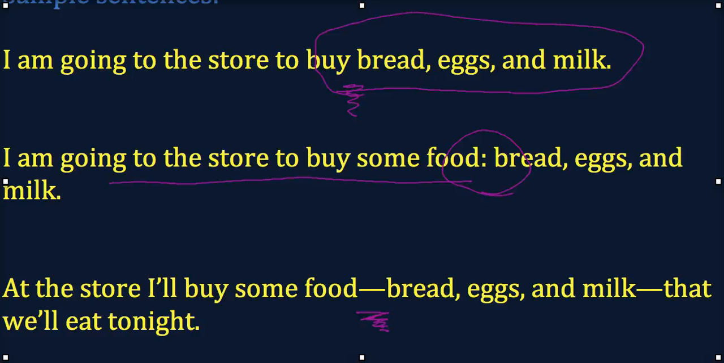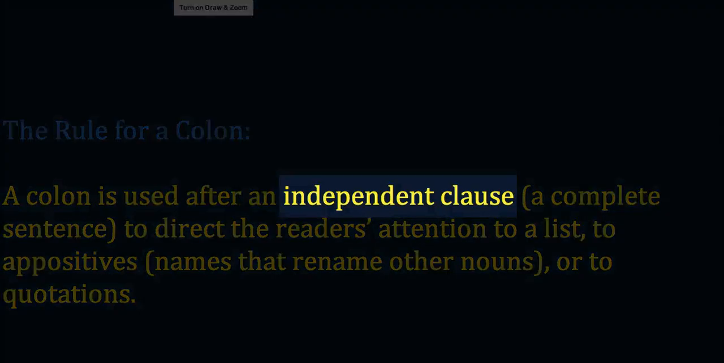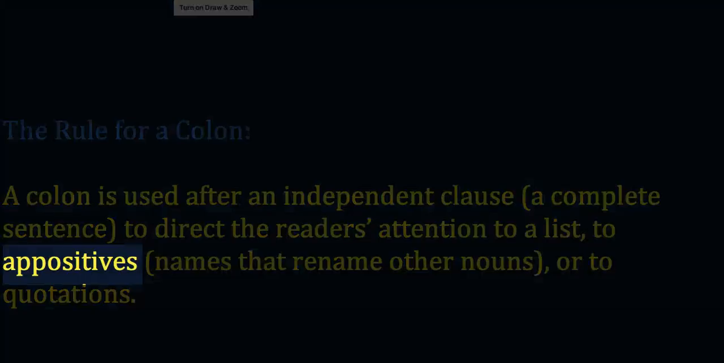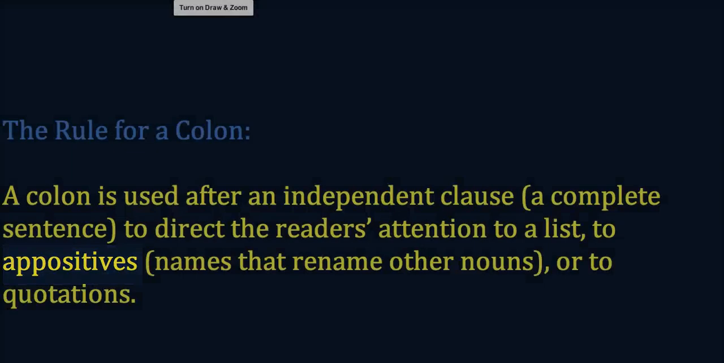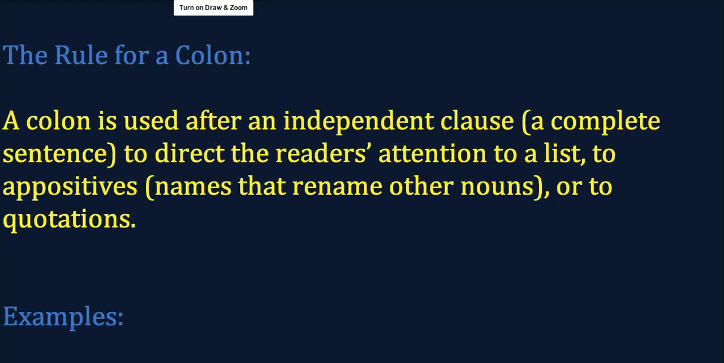Based on these three samples here, what do you think the rule might be for a colon? Well, here it is, and then I'll give examples for each of the three parts of this definition. The rule for a colon is used after an independent clause. That means a complete sentence that can stand on its own independently, to direct the reader's attention to a list. That's what we have with the bread, milk, and eggs. To appositives. That's a fancy word for names that rename other nouns. Or to quotations.